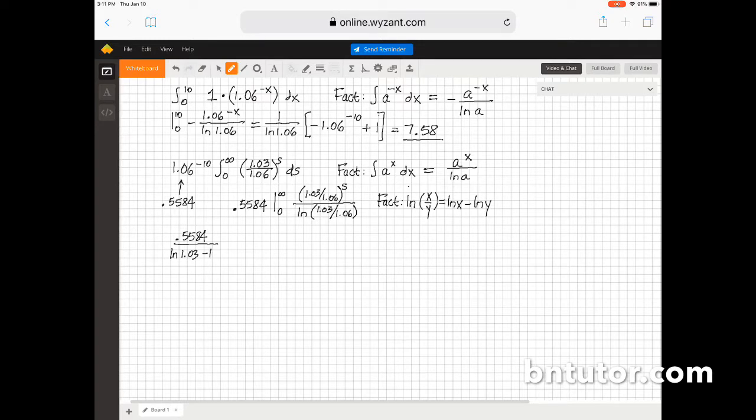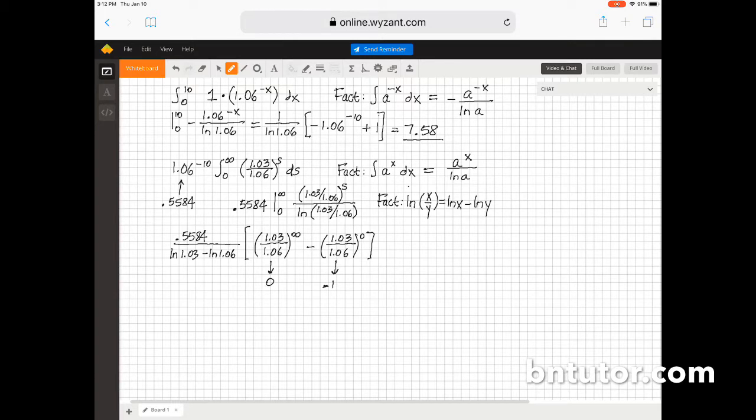And then what we have left inside to plug in the 0 and the infinity will be quite simple. It's just going to be that 1.03 divided by 1.06, and first we'll plug in the infinity, raising it to that power. And then subtract off what happens when we plug in 0: 1.03 divided by 1.06 to the 0. And when we raise a fraction that's less than 1 to the power of infinity, it just becomes 0. And anything raised to the 0 power is 1, and we have a negative in front of it.